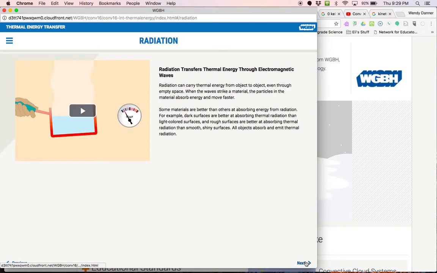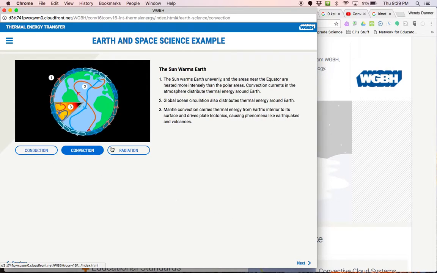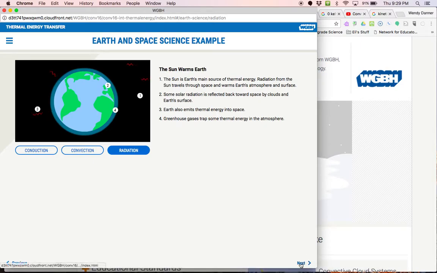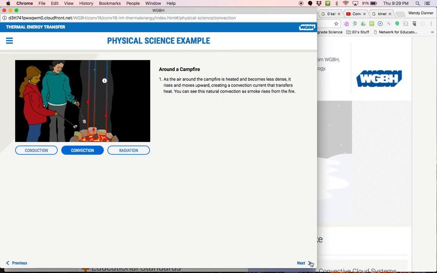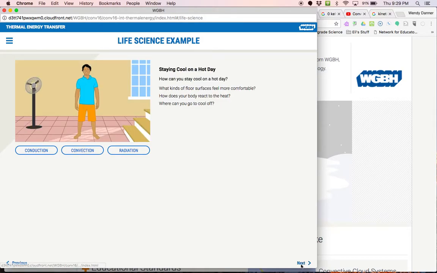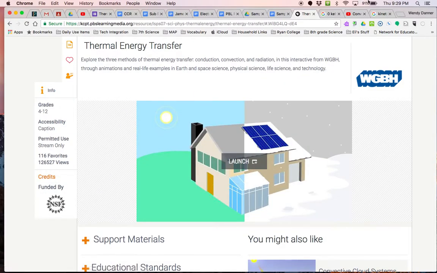Next, convection, radiation. This one's actually pretty cool. This is where we start to make all those connections that you guys like to ask me a bunch of different questions about. Be sure you click here on each one. Campfire. You kind of see each thing going on here. Life science. Technology. There you go. Okay? Have fun. Good luck. Be good.